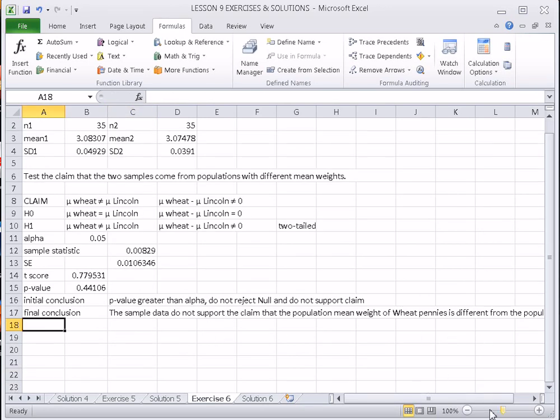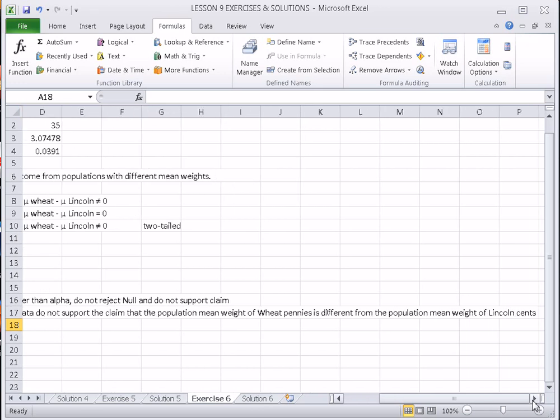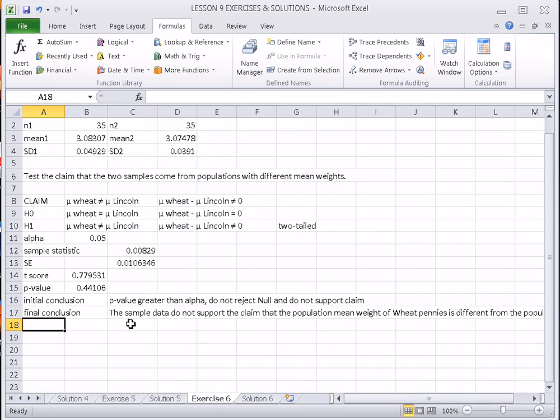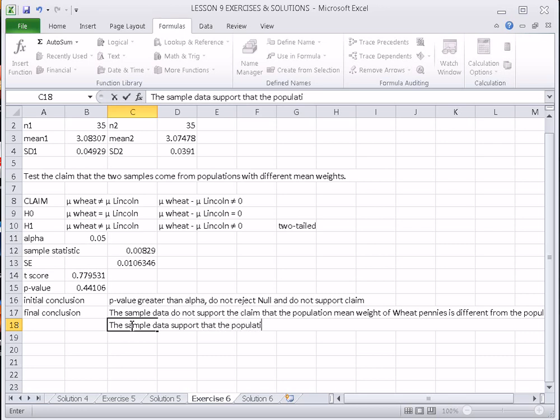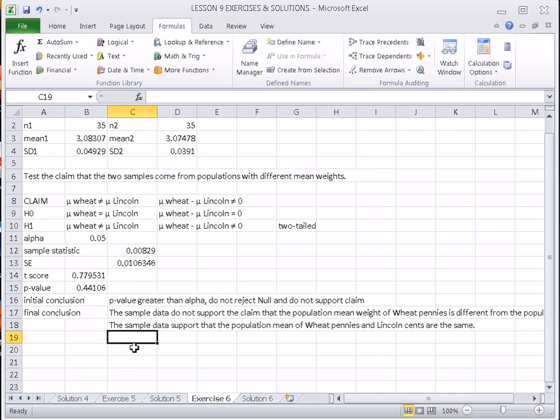So the sample data do not support that claim that the population mean of wheat pennies is different from the population mean of Lincoln cents. Apparently the sample data support that the population mean of wheat pennies and Lincoln cents are the same, if you like that better.